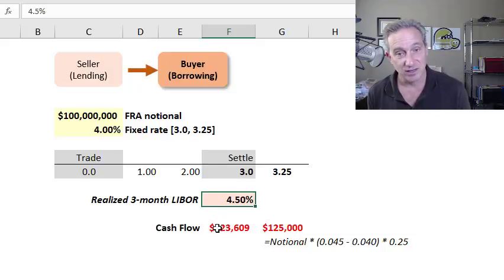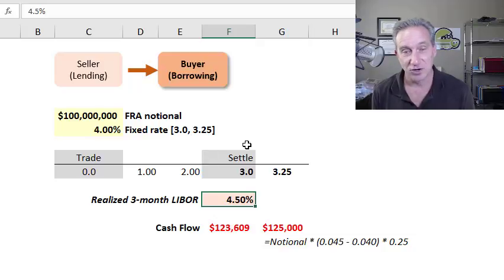And this hedge is working as planned. After all, interest rates have increased. In terms of their underlying exposure, they're going to have to go out and borrow at a higher rate. However, they're going to be made whole, so to speak, by the cash flow that they're receiving from the forward rate agreement as the derivative contract providing the hedge. So I hope that's helpful.